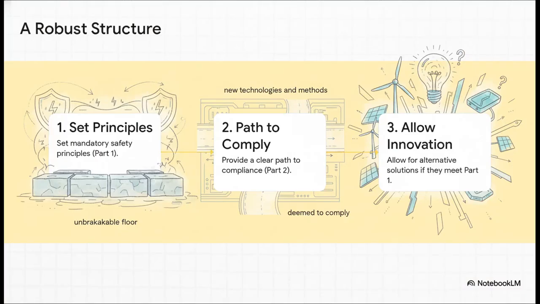The beauty of this structure really comes down to 3 things. First, you set those mandatory, unbreakable safety principles in Part 1. Second, you provide a clear deemed-to-comply path in Part 2, so everyone knows how to build safely. And third, and this is the really clever bit, it allows for innovation. Because Part 1 is focused on the safety outcome, new technologies are welcome, as long as they can prove they meet that same fundamental principle.